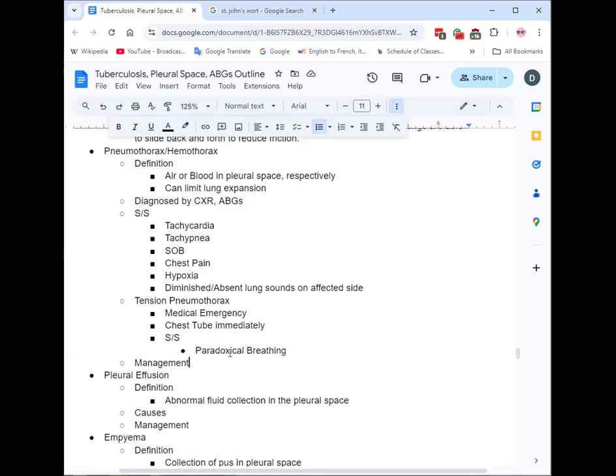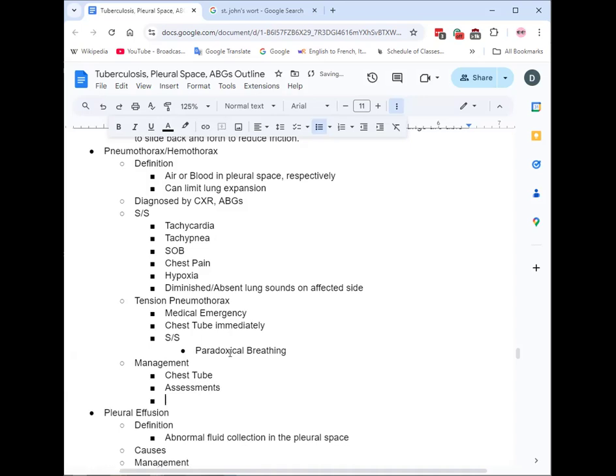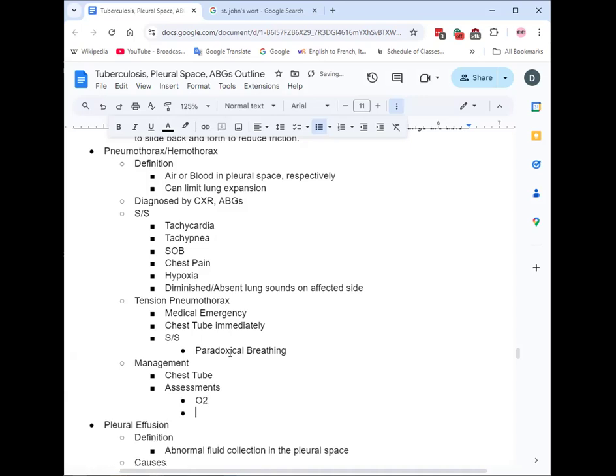So what is our management for pneumothorax, hemothorax? The main one. Yeah, the chest tube, in order to drain away some of that air and blood, respectively. If it's small, it can go away on its own, but we're also going to do assessments that make sense. So O2, lung sounds, patient effort.